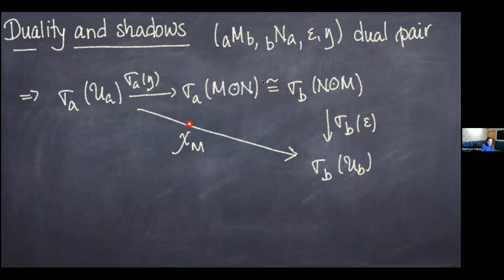So this gives us together a map from the shadow of the unit object on A to the shadow of the unit object on B, which, for reasons that have to do with specific concrete examples, Kate calls the Euler characteristic of this dual pair.